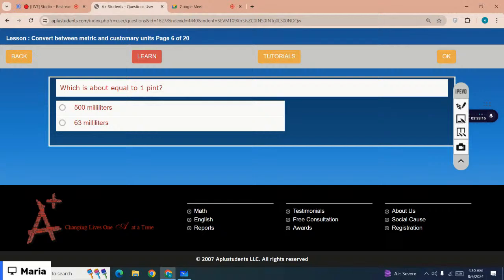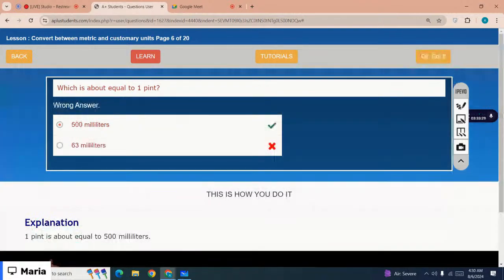The correct option is 500 milliliters. I think too much for 1 pint. Let's just see, milliliters. Option 1 is the correct option. 1 pint is equal to 500 milliliters. Option number 1 is the correct option.